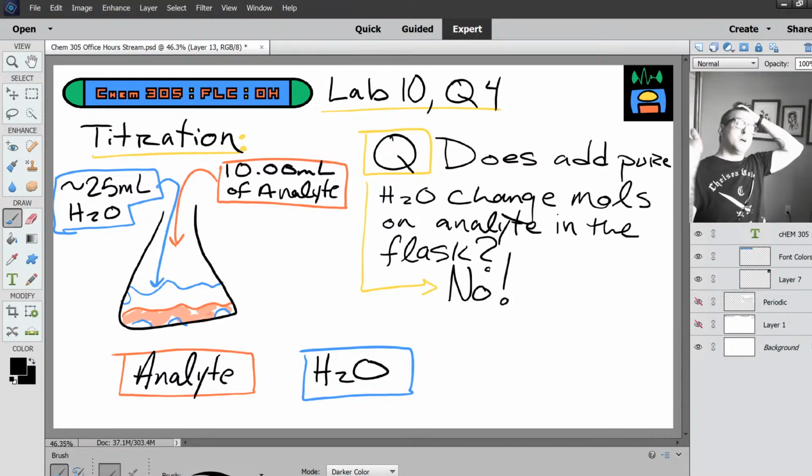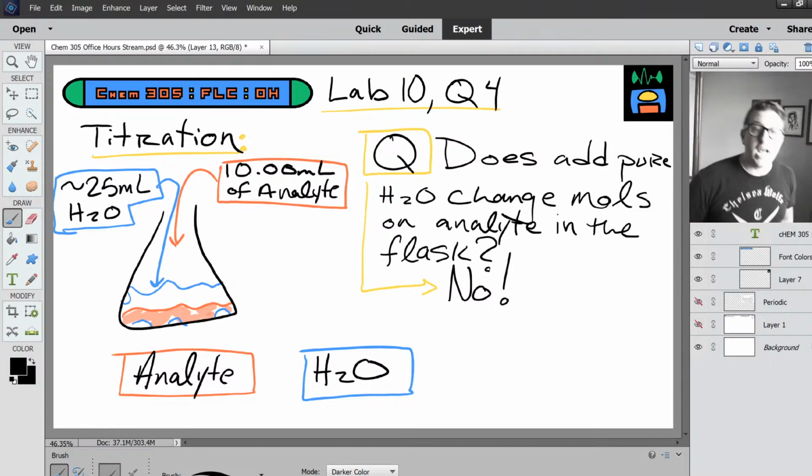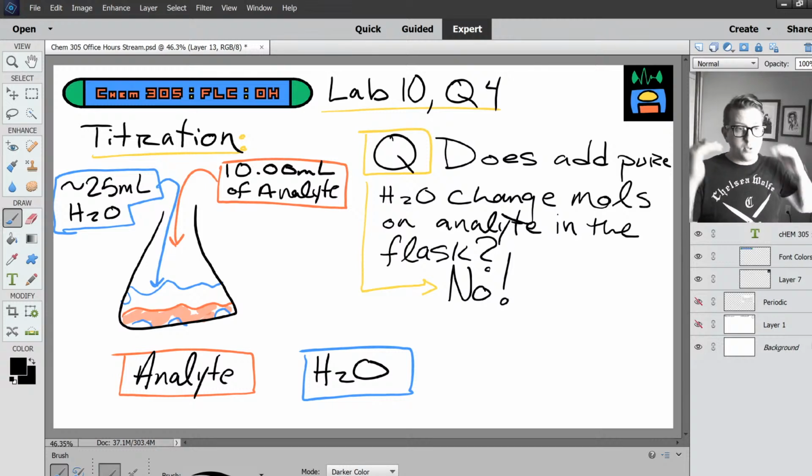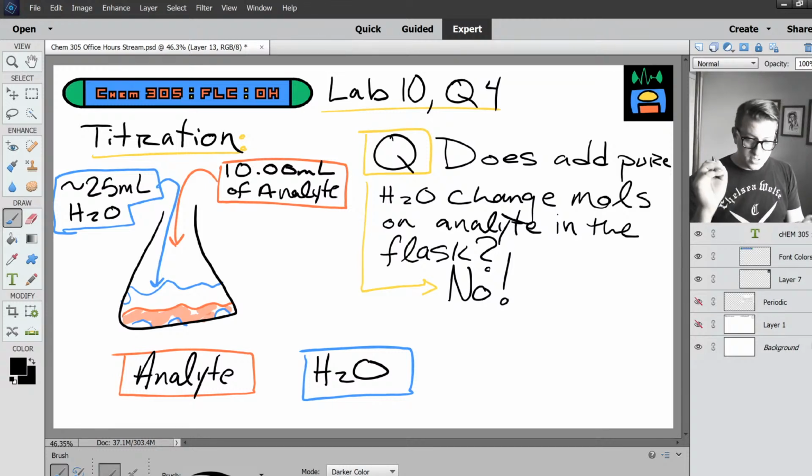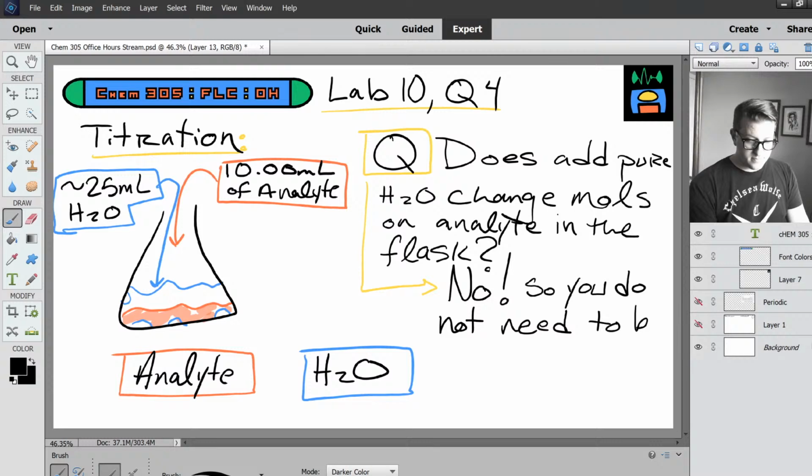It doesn't. You can add as much water as you want. You're still going to have the same number of moles of analyte, and your moles of analyte determine how much titrant has to be added. So it doesn't matter how much water you put in there, the moles of analyte remain the same. Does adding pure water change the moles of analyte? No. So you do not need to be precise with your water measurements.